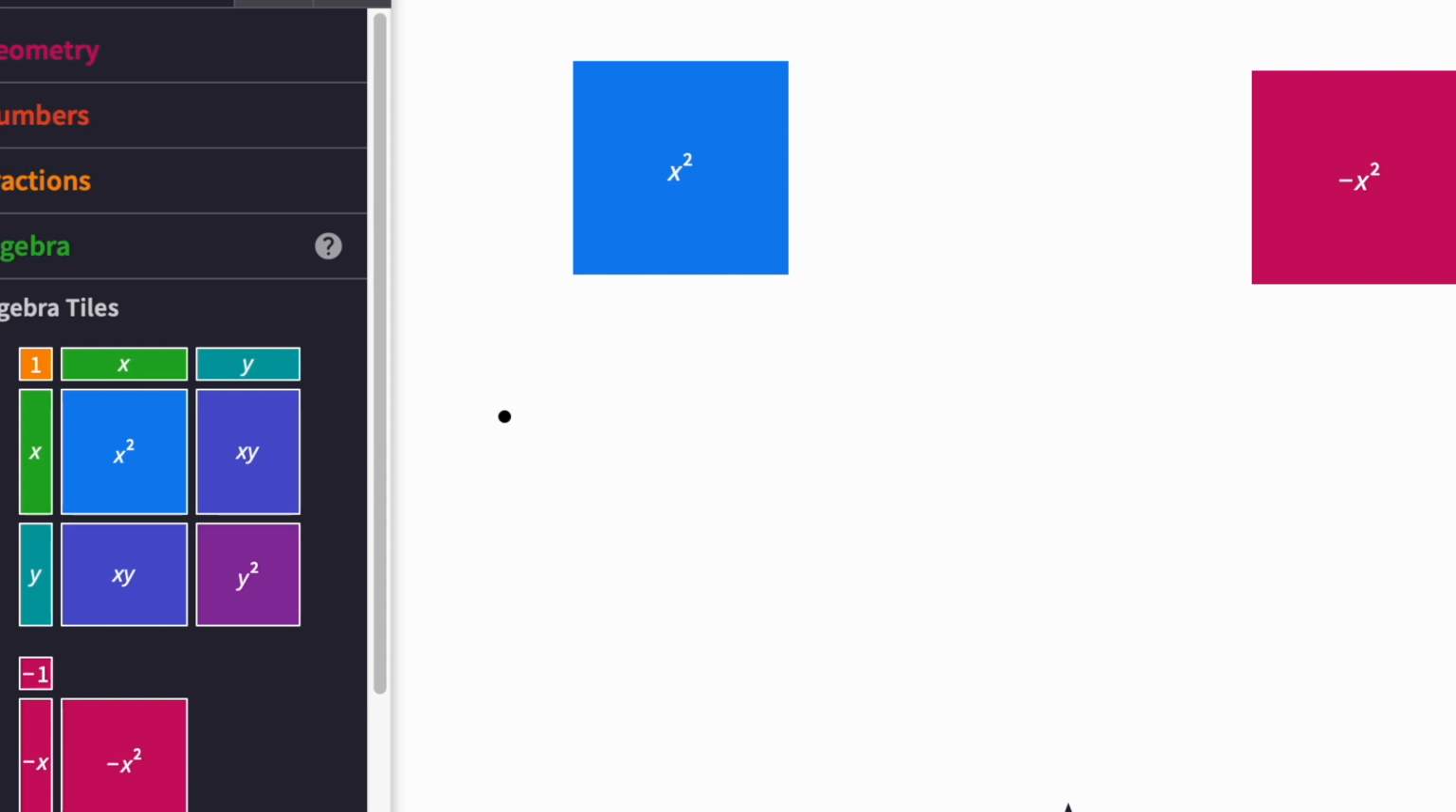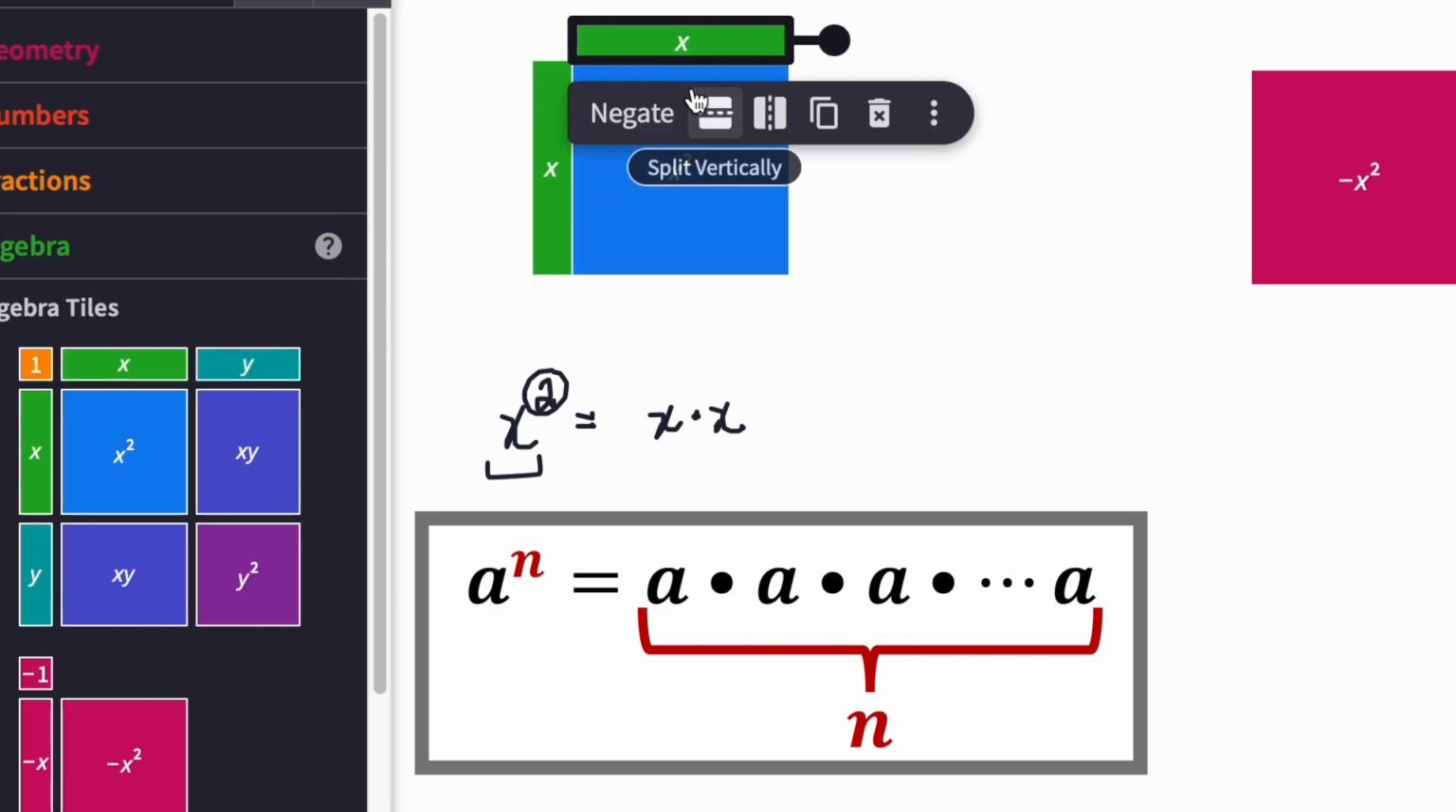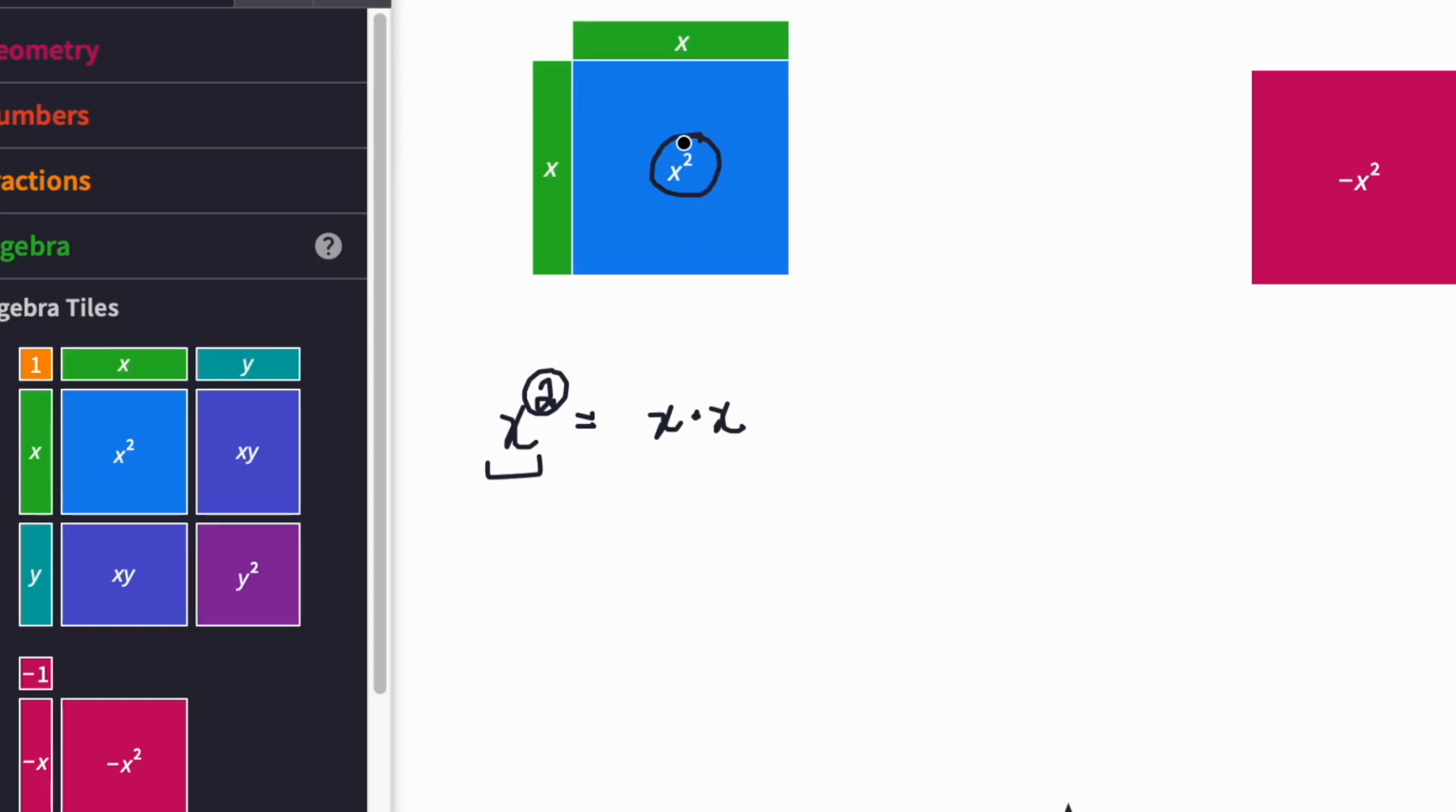To expand the x squared, we need to realize that this 2 means that the base is being multiplied twice. That's repeated multiplication. The dimensions would be x times x, which makes the x squared.